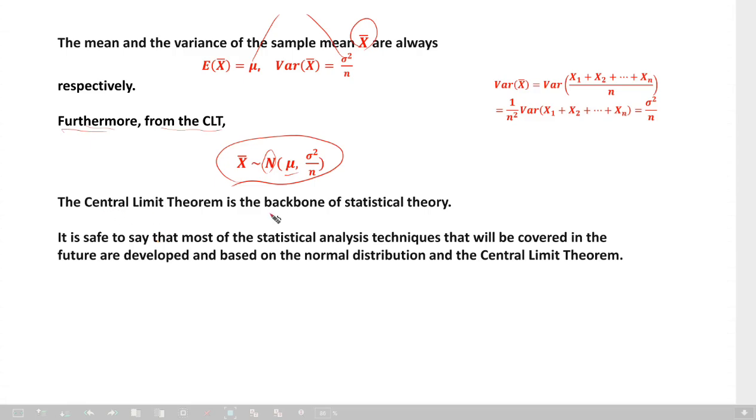The central limit theorem is the backbone of statistical theory. Very important. It is safe to say that most of the statistical analysis methods that will be covered in the future, okay, not now, are developed based on the normal distribution and the central limit theorem. That's why it is very, very important.